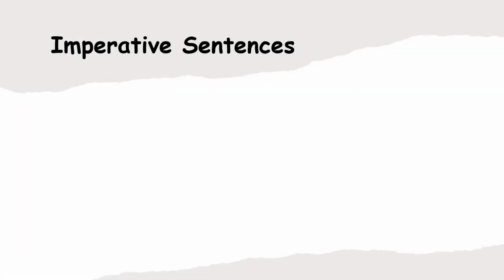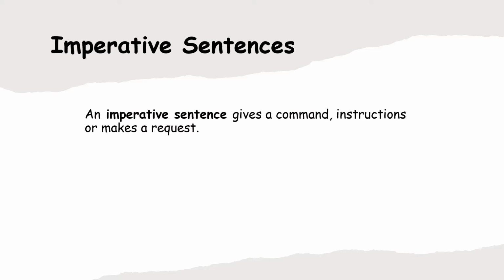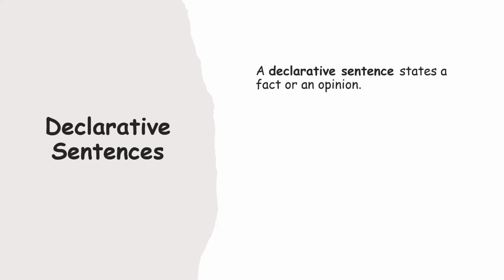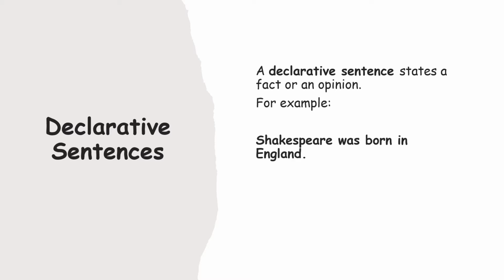Imperative sentences. An imperative sentence makes a command, gives instructions, or makes a request. For example, sit down, tidy your desk, wait for me. Declarative sentences. A declarative sentence states a fact or an opinion. For example, Shakespeare was born in England. English is difficult.